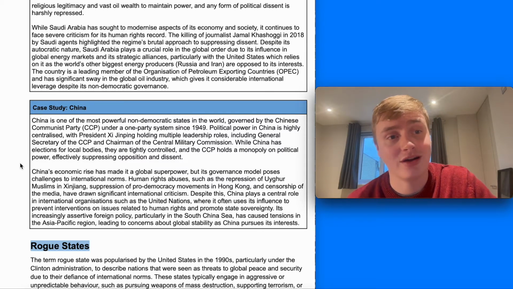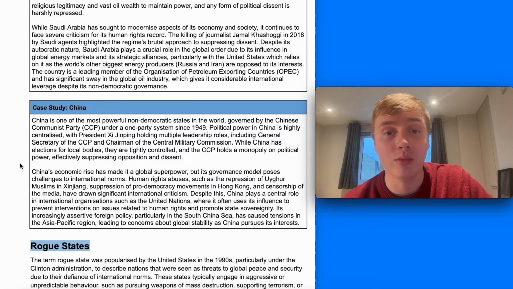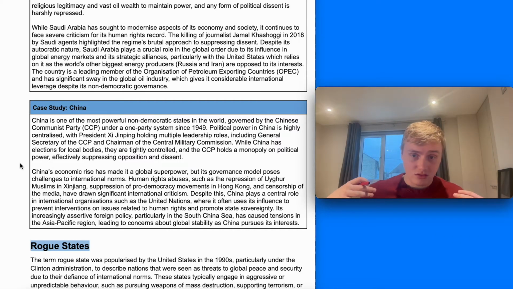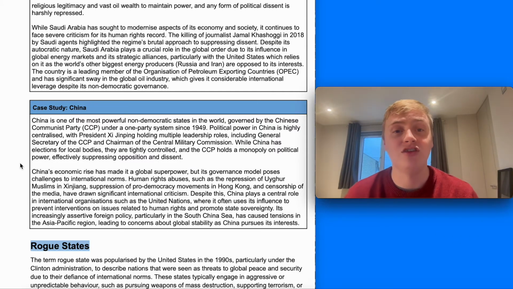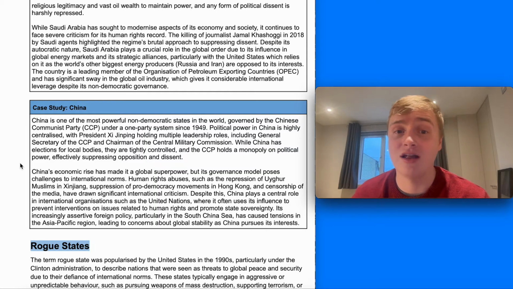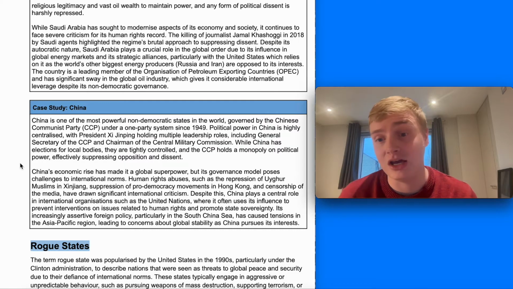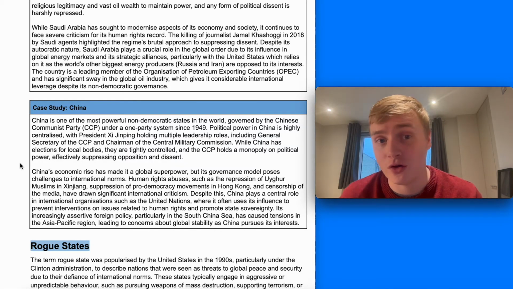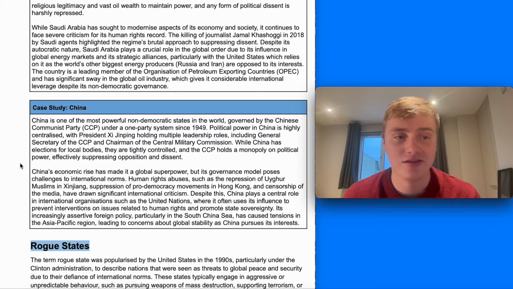However, despite its autocratic nature, Saudi Arabia plays a critical role in the global order due to its influence in global energy markets. And it's because of the significance of its power as a big energy power that it's built strategic alliances even with democracies like the United States, which relies on it as one of the world's biggest energy producers, while Russia and Iran are opposed to its interests.